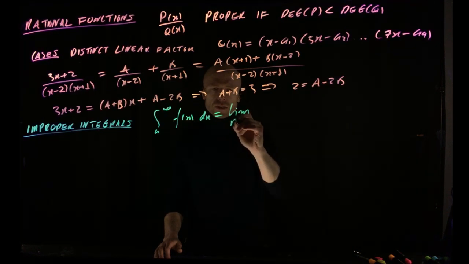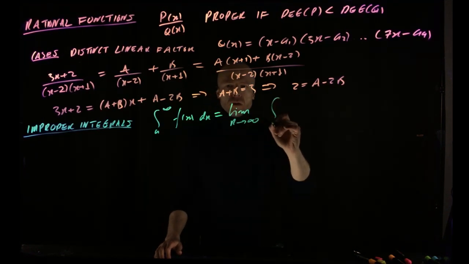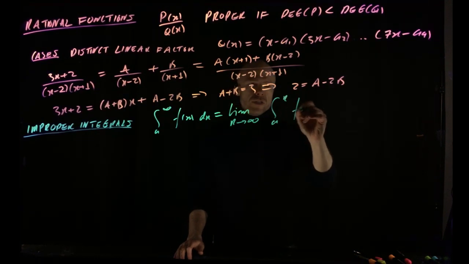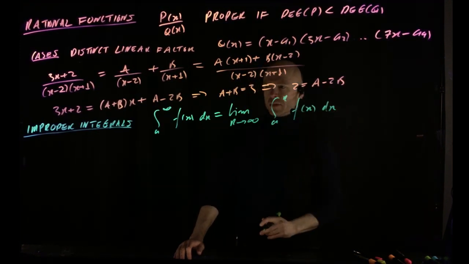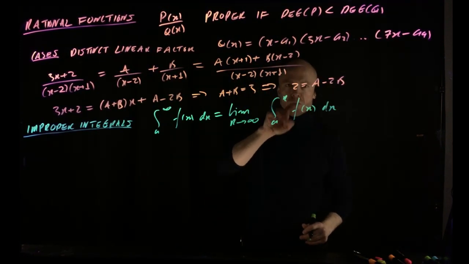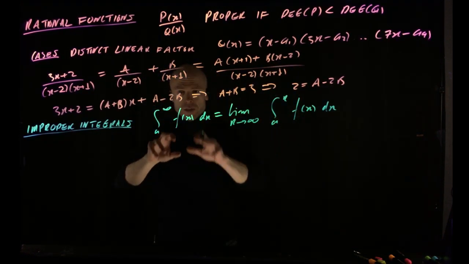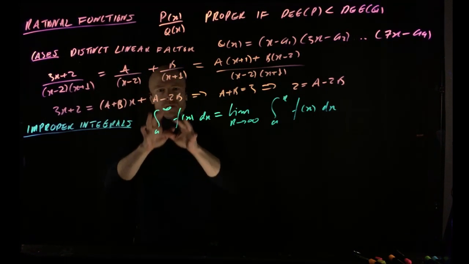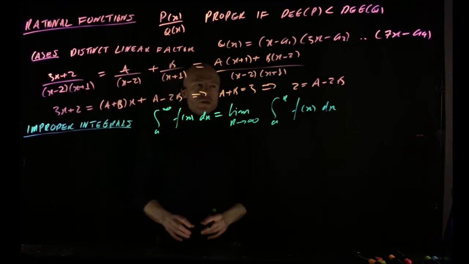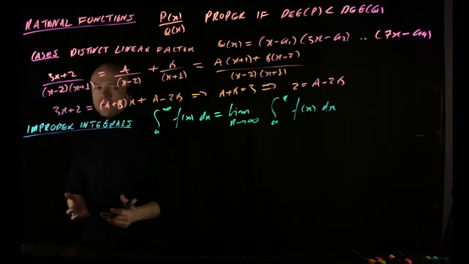It means the limit as capital R goes to infinity of the integral from a to R of this thing, if this limit actually exists, okay? Because this is an actual integral we can calculate, so it makes sense. It has no meaning otherwise. Please do not just treat it like an integral. It's not. Infinity is not a number.